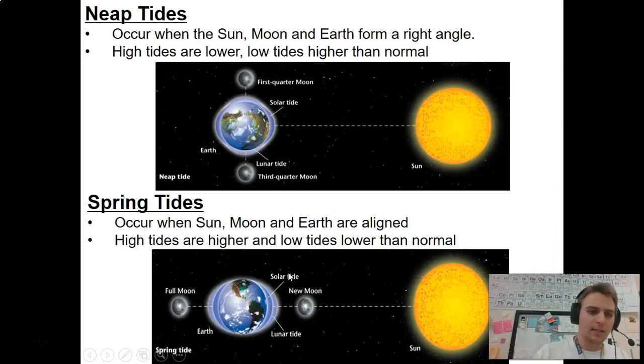Now we've got neap tides and spring tides. I don't really want you to worry about this too much because we're going to hit it again in astronomy. So for now, that is it.